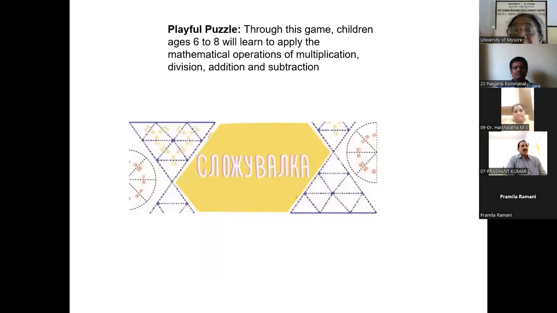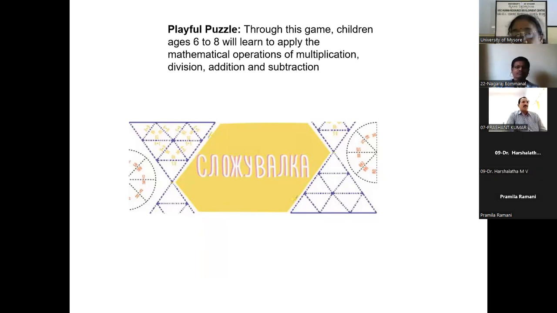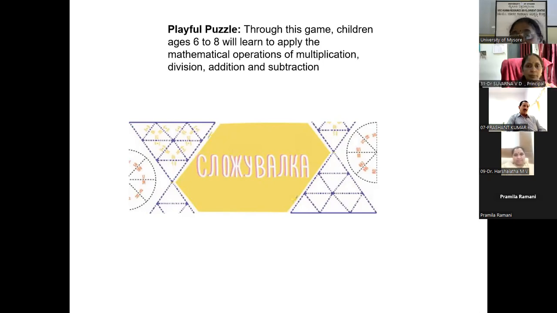And this is a playful puzzle appropriate for the children of age group 6 to 8. We can teach addition, subtraction, multiplication, division through this. Do you agree? Yes, madam, we can. We can, right?